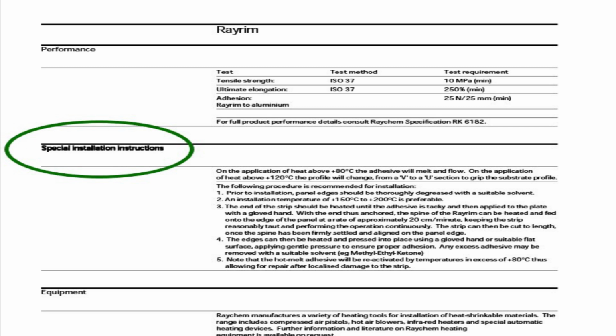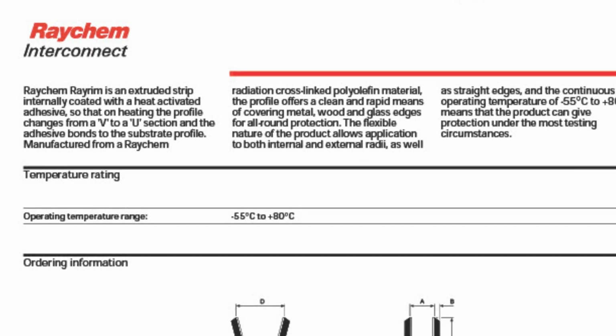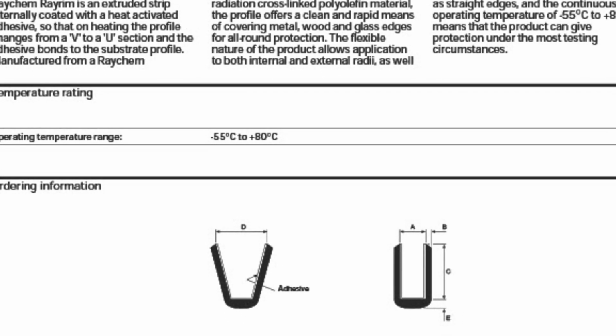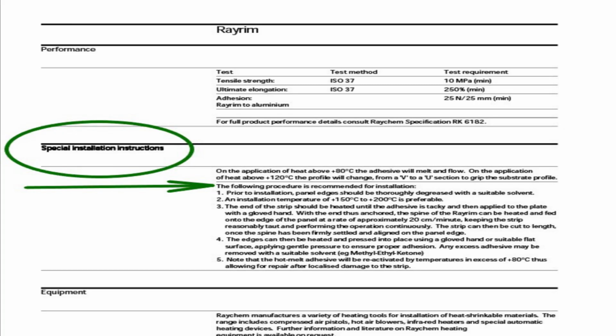All right, special installation instructions. Awesome. On the application of heat above 80 degrees Celsius, the adhesive will melt and flow. On the application of heat above 120 degrees Celsius, which is hot as hell, the profile will change from a V to a U section and grip the substrate profile. All right, that's awesome. How do we do that? The following procedure is recommended for installation.